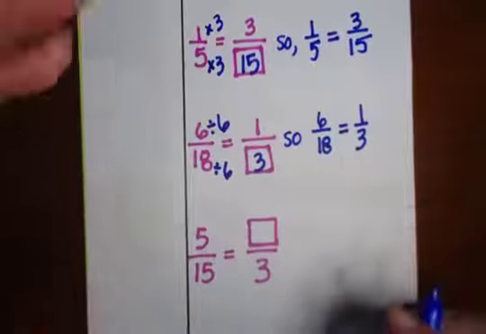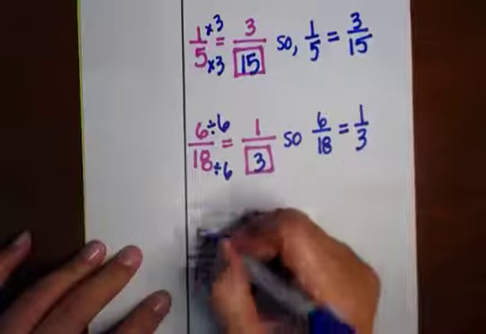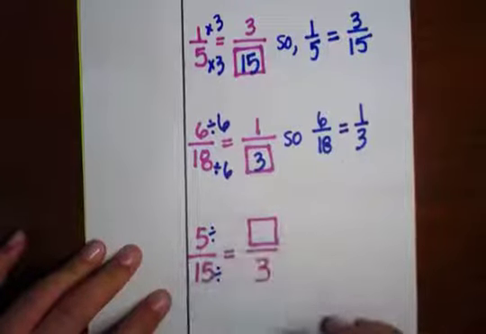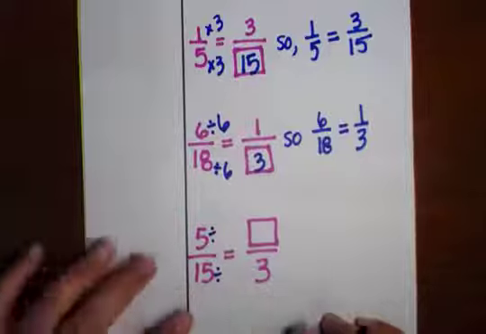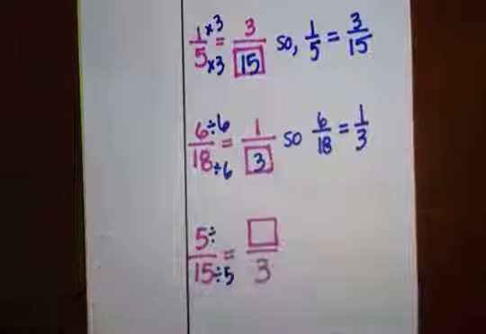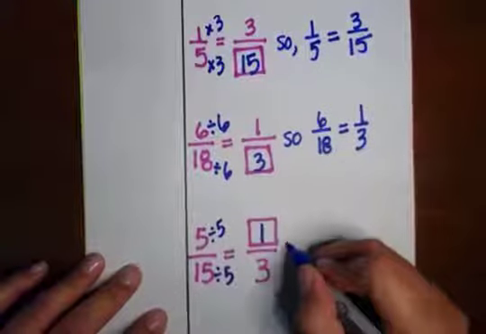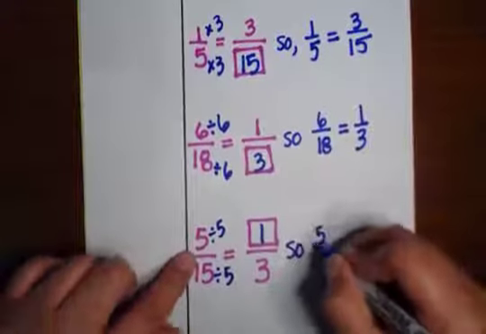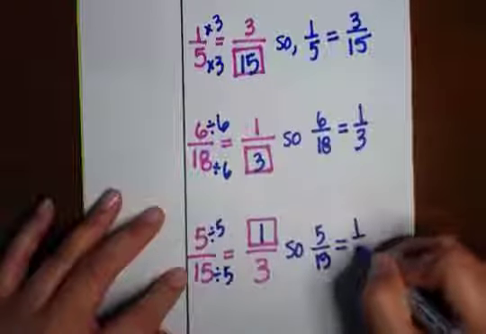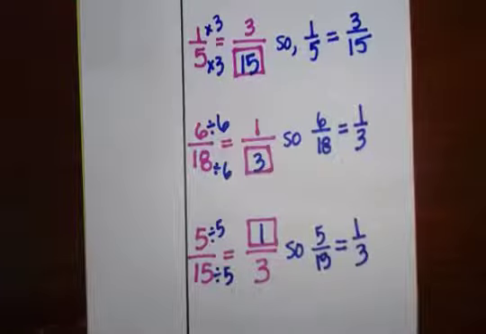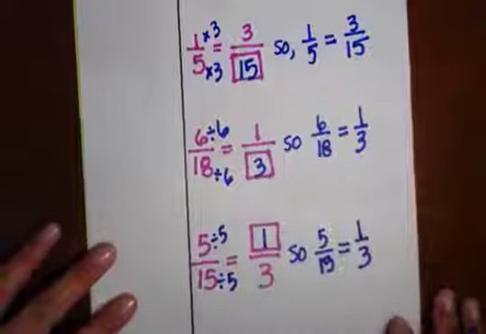Here's another example. My numbers from left to right are decreasing, which means I'm going to divide. Ask yourself, 15 divided by what is equal to 3? The answer here would be 5. So 5 divided by 5 is equal to 1. This means 5/15 is equal to 1/3. And that's how you can find the missing number when you're looking for equivalent fractions.